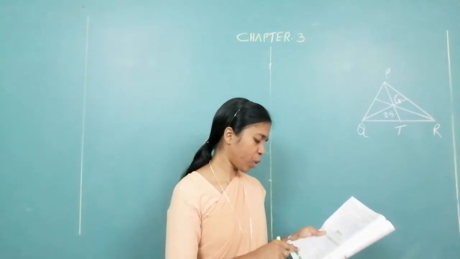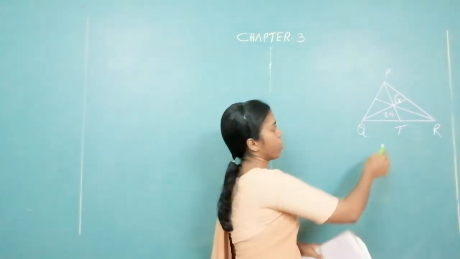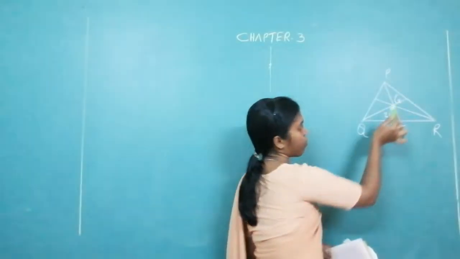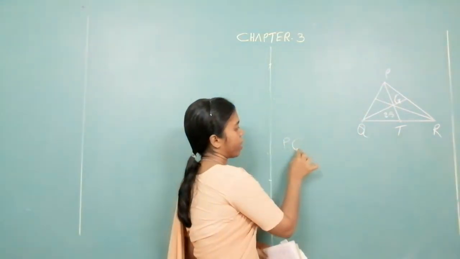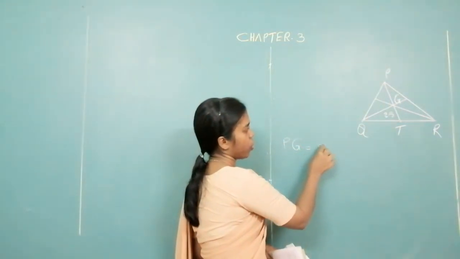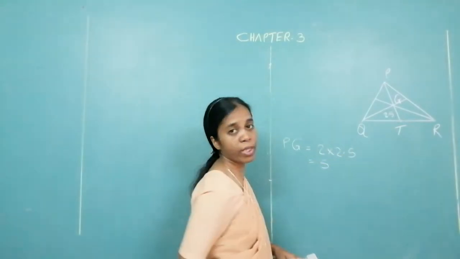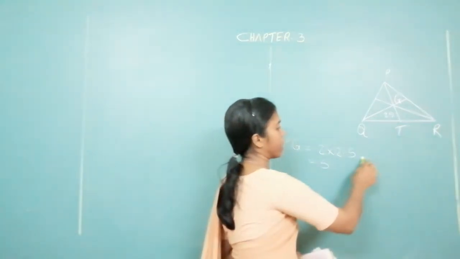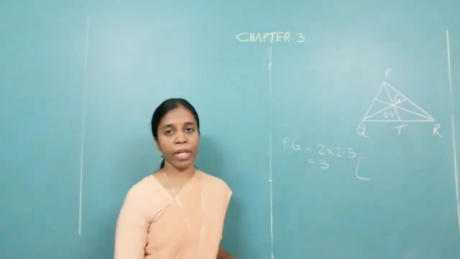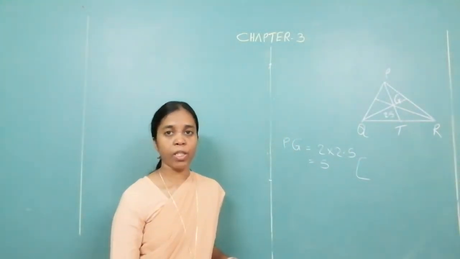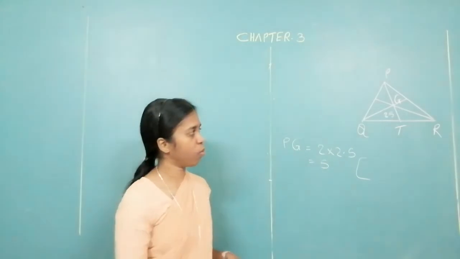Okay. What is asked of you? Find the length of PG. If this is 2.5, how much will PG be? You will have that PG is equal to 2 into 2.5, that is equal to 5 units. Why? You have to write the reason. Centroid divides the median in the ratio of 2:1.